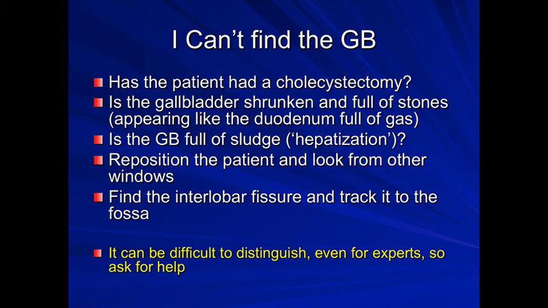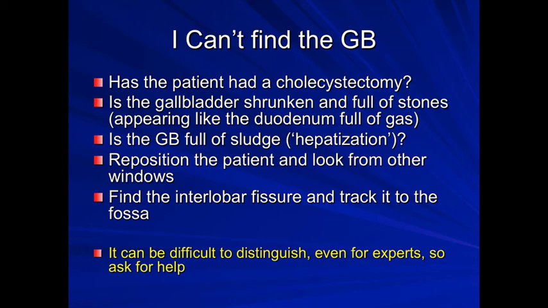If the gallbladder is full of concentrated bile, otherwise called sludge, then the sludge can have the same echogenic texture as the rest of the liver, and so distinguishing between the normal liver parenchyma and the gallbladder can be very difficult, and this is sometimes referred to as hepatization of the gallbladder. A similar appearance will occur if the gallbladder is full of blood or tumour as well.